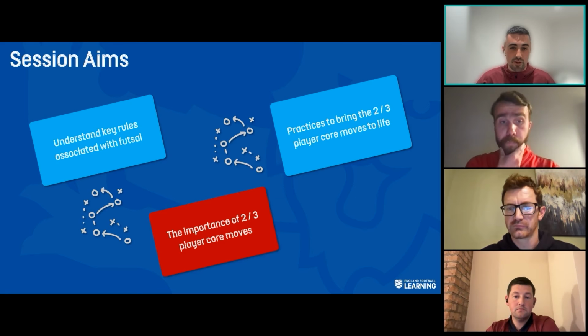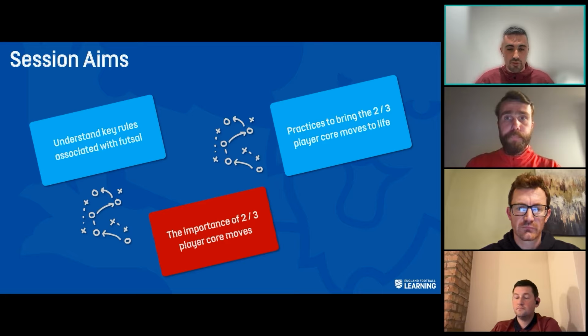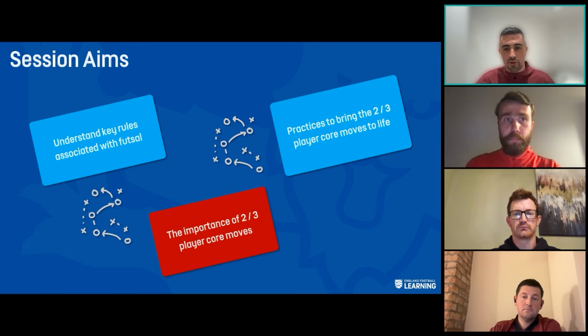The first theme will be around understanding what the key rules associated are with futsal. We're then going to discuss some of the 2 and 3 player core moves and the importance of those within both futsal and within football. And then we'll look at some practices that you can use to bring those 2 to 3 player core moves to life with your players.